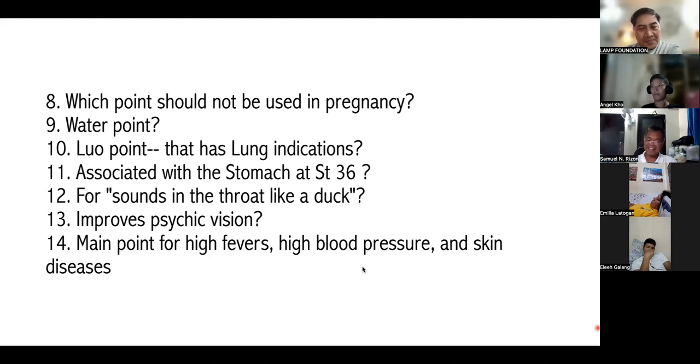Easy. Okay, number 8, Doc. Which point should not be used in pregnancy? This is about LI4, Doc. Ang galing. Okay. What's the water point of LI? Water point is LI2, Doc.